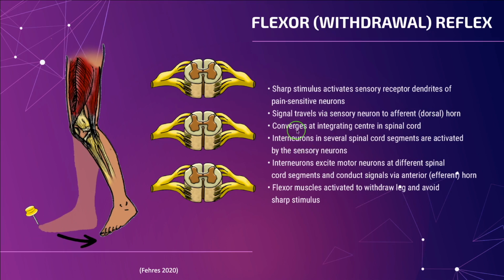The signal travels via sensory neurons to afferent dorsal horn. So once again, similar thing. So we're going to say that the signal goes to this middle one here, travels via the back here into the integration center.